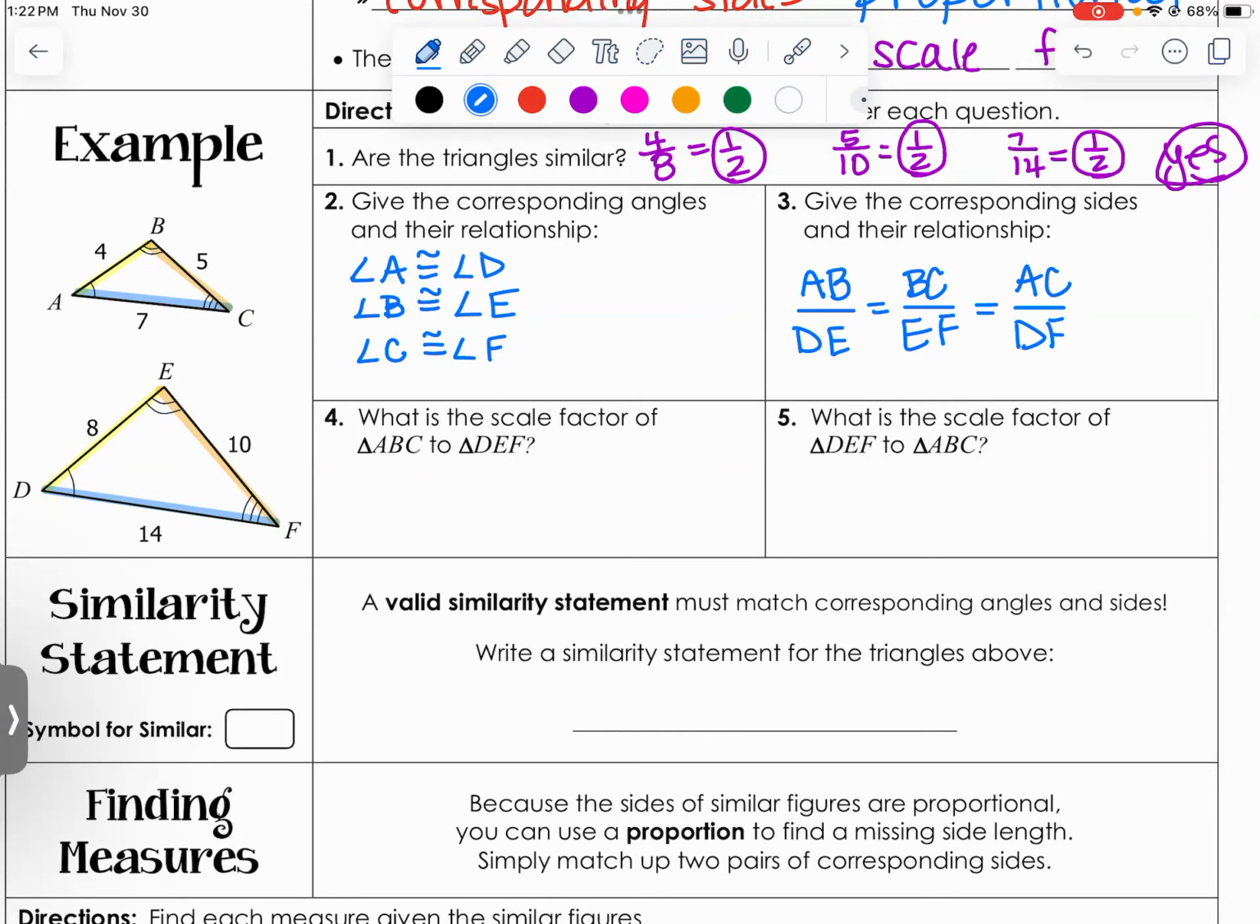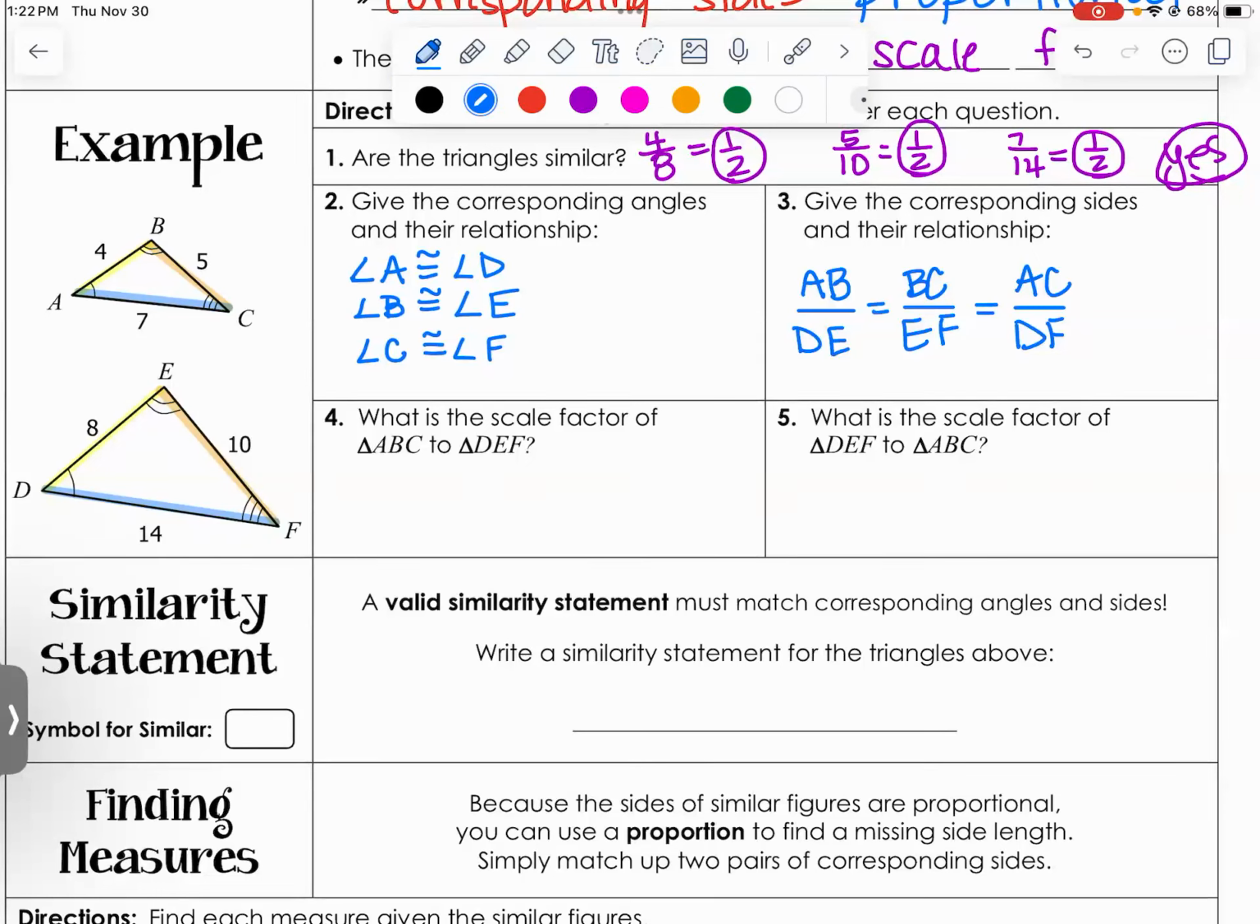And notice how with each of my ratios, I was consistent: I picked the smaller triangle for the numerator and the bigger triangle for my denominator. Now we could flip them upside down and go big over small, big over small, big over small. We just have to be consistent with it.